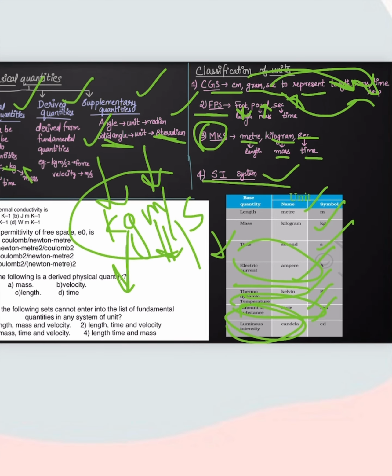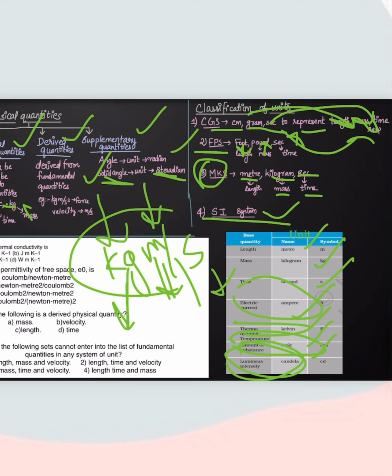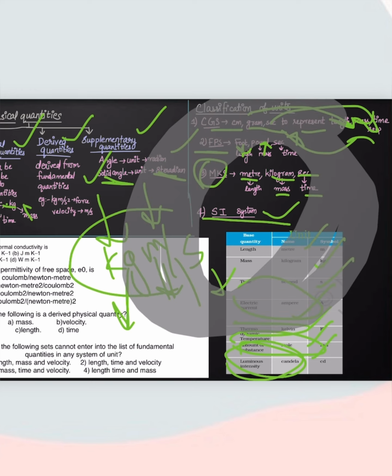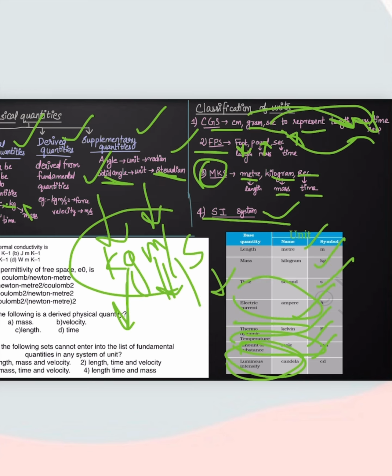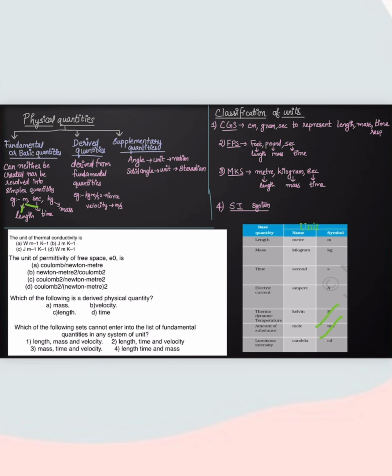Okay. So there are four systems of units. CGS: centimeter, gram, second, used to represent length, mass, and time. FPS system: foot, pound, second. And then comes the MKS system: meter, kilogram, second. And then comes the Système International units, that is the SI system of units. In that, length is meter, mass is kilogram, time is second, electric current is ampere, luminous intensity is Candela, thermodynamic temperature is Kelvin, and amount of substance is mole.